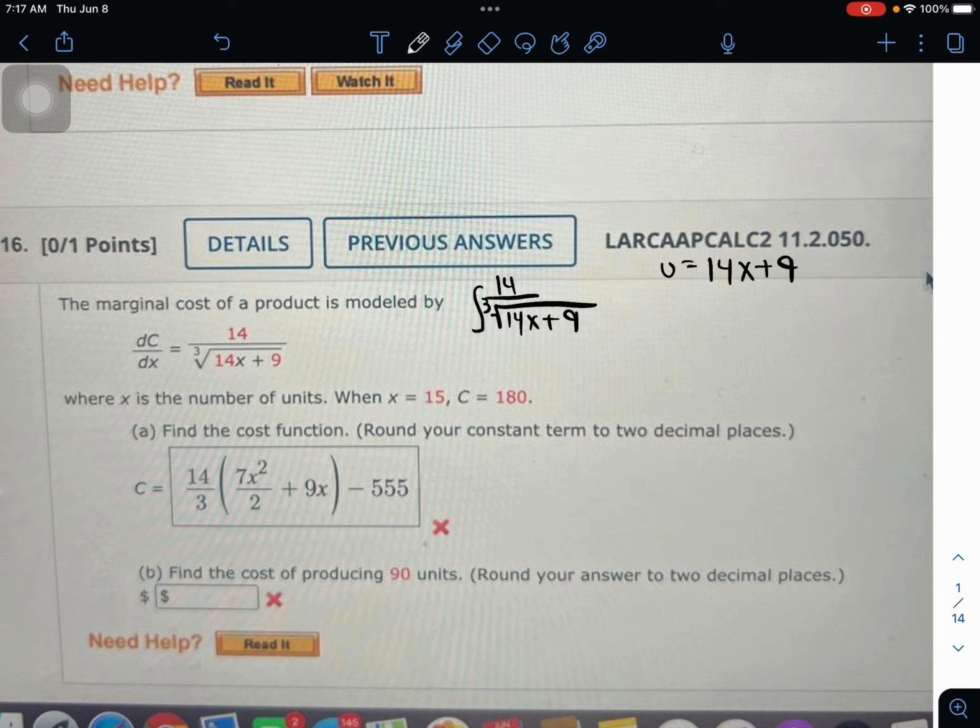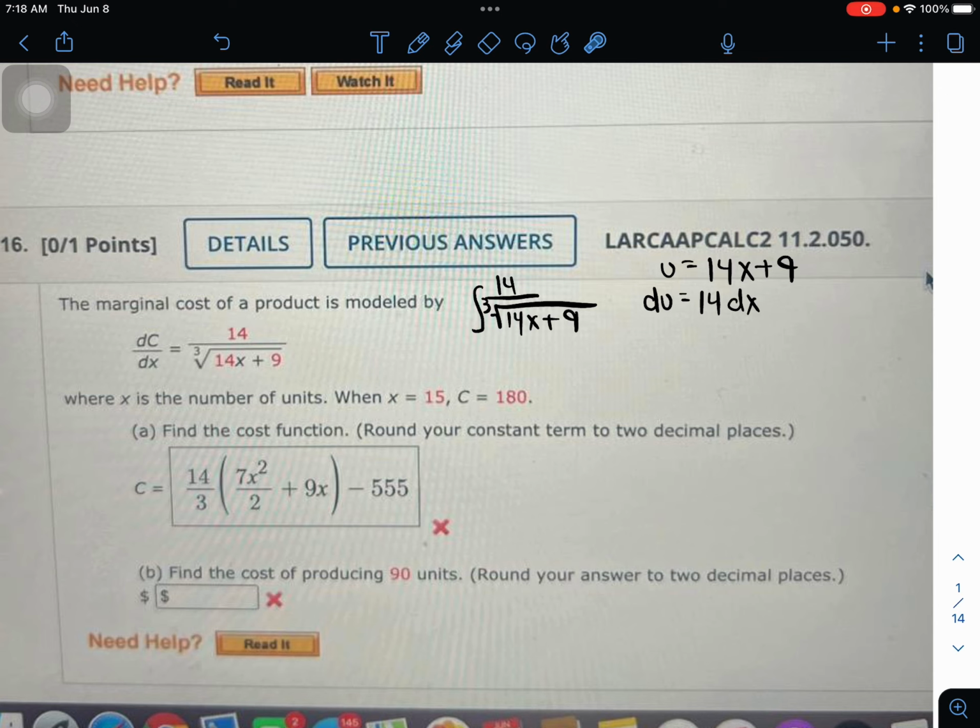Once you have your u, then take the derivative of u, and we'll call that du. du equals, and I'm going to take the derivative of the u. The derivative of 14x plus 9, well, that's just 14. And then I'm going to put dx. So you're always going to do that when you're doing u substitution. Take the derivative of this, that's where the 14 comes from, and you'll have a dx here at the end. So it's du equals 14 dx.